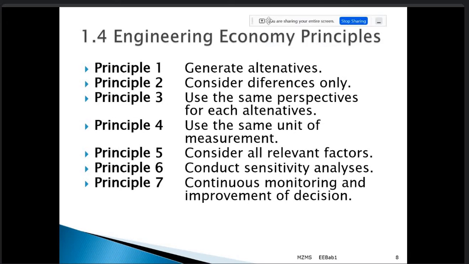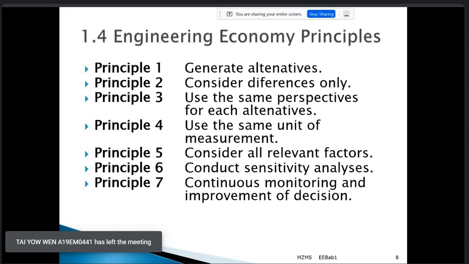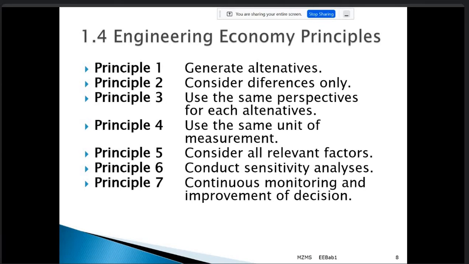So for engineering economy principles, we need to generate alternatives before we come up with the final decision. When we want to generate the alternatives, it is also about the proposal for improvement. That's why as an industrial engineer, you have to train your mind to always think about how to improve something. When you see something, think how to improve it. Then you can generate alternatives easily afterwards.